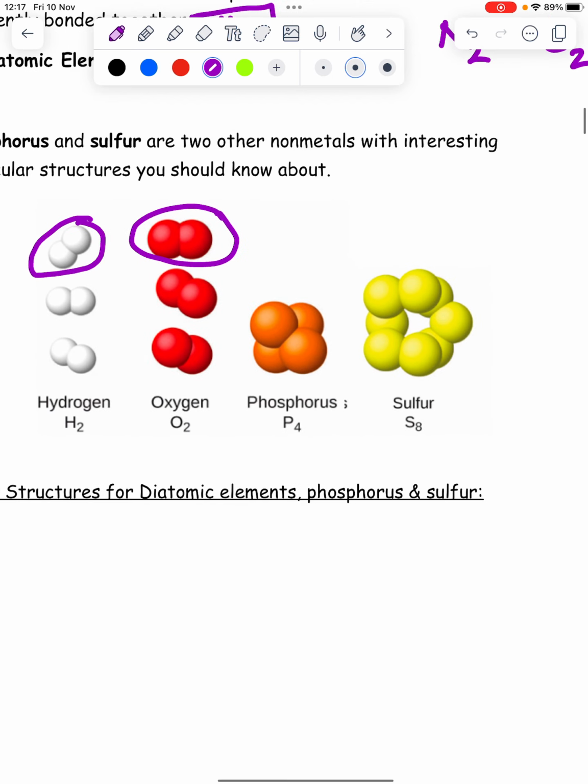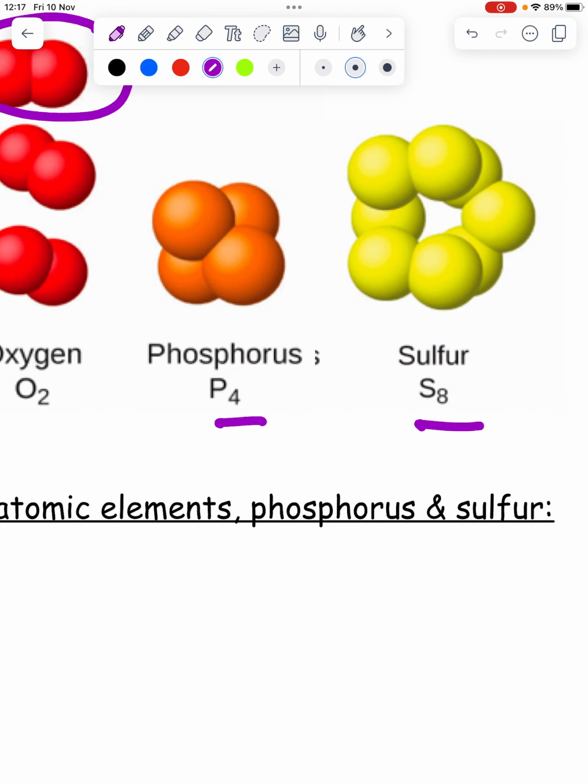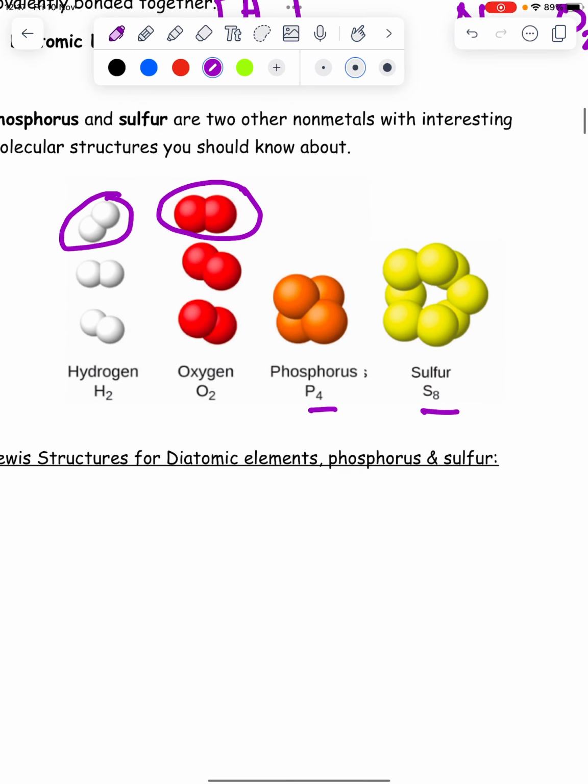There are a couple of other elements that are kind of interesting and that they sometimes bring up, which are phosphorus and sulfur. Their actual standard state is P4 and S8. So those are kind of cool. Sulfur actually forms a ring with itself in its most normal state.